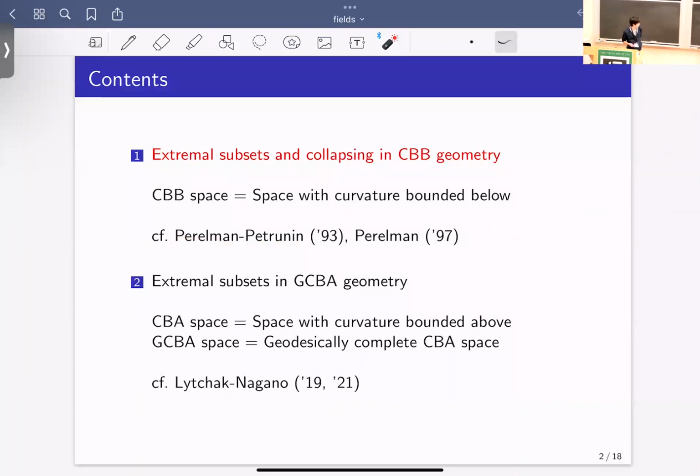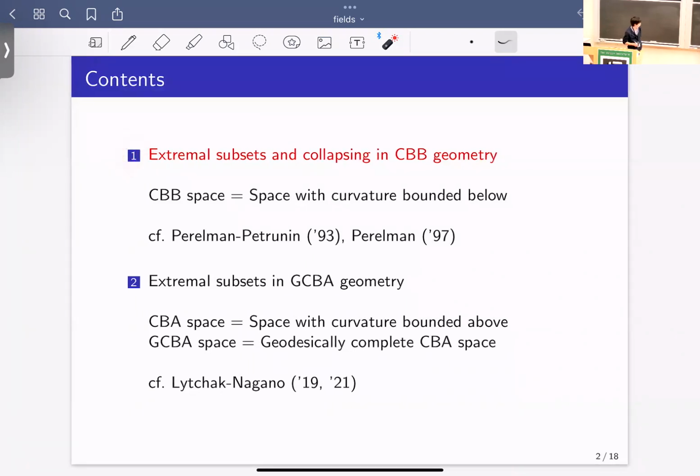which is defined by a metric condition, but also closely related to the topological structure of a CBB space. So this talk is divided into two parts. In the first half, I will talk about the relationship between extremal subsets and collapsing in CBB geometry. And in the second half, I will talk about extremal subsets in GCBA spaces, which I recently introduced. One of the main focuses of this talk is the duality between CBB and GCBA geometries.